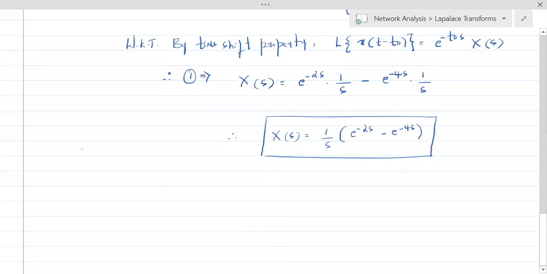Problem number 3. So what is it? X of t is now given as A into e power minus at into cos omega naught t plus theta into u of t.